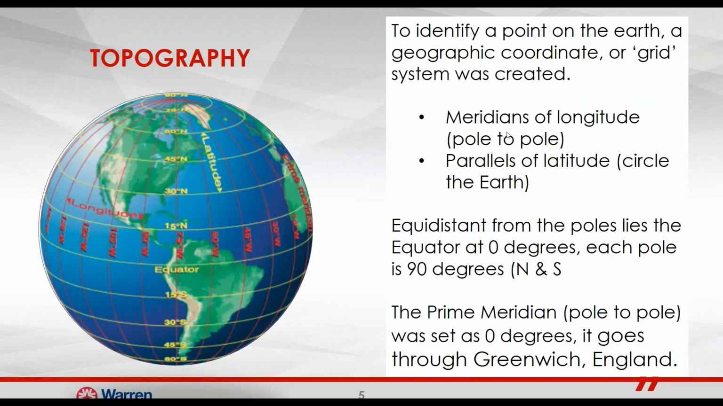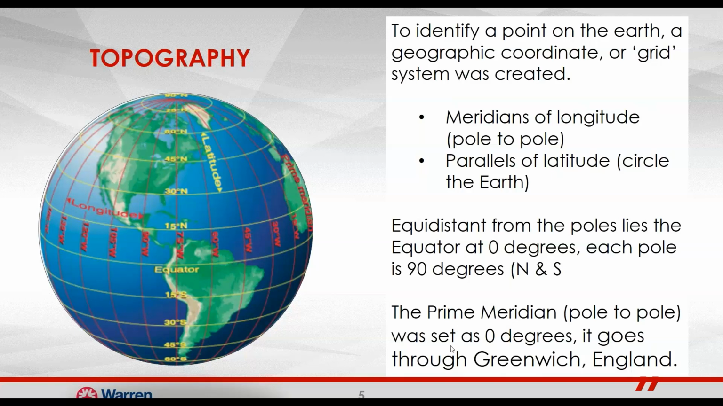So meridians are longitude lines, and you might need to remember this because it may be on the test, that there are meridians of longitude and parallels of latitude. The meridians of longitude stretch vertically from pole to pole, and the parallels of latitude circle the Earth, with the imaginary line known as the equator being the 0. Equidistant from the poles lies the equator at 0 degrees, and each pole is 90 degrees north and south. The prime meridian stretches pole to pole, was set at 0 degrees, and it goes through Greenwich, England.